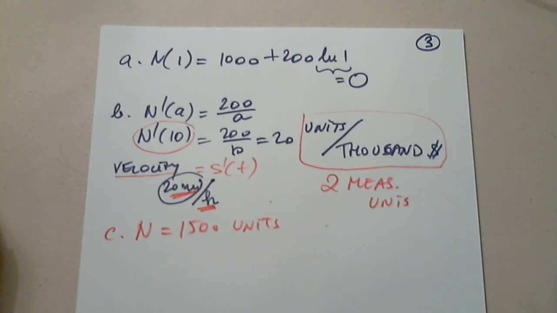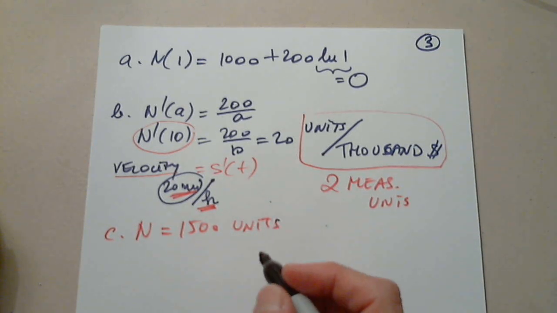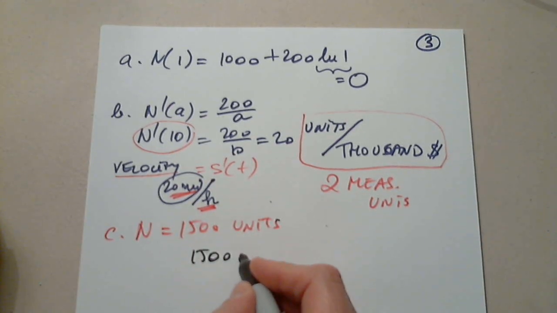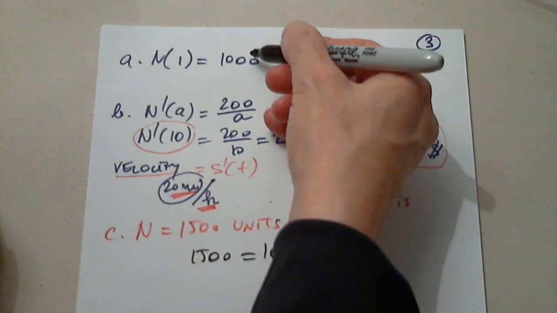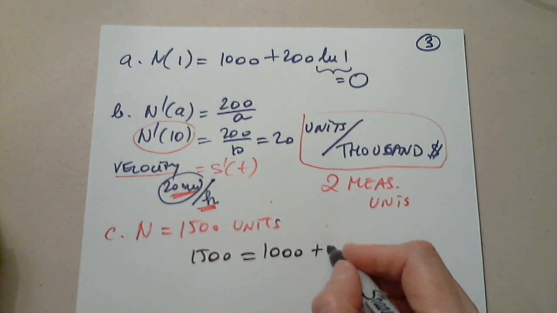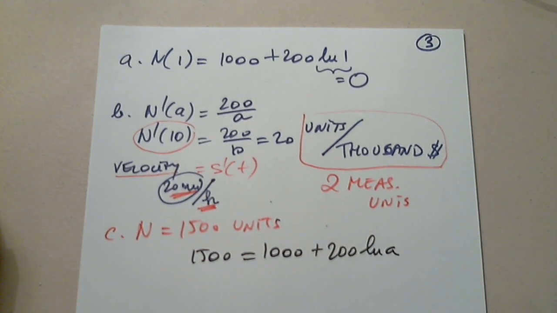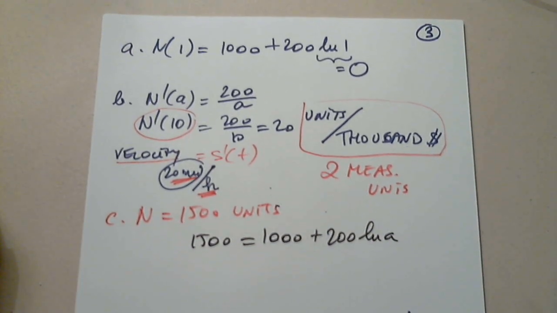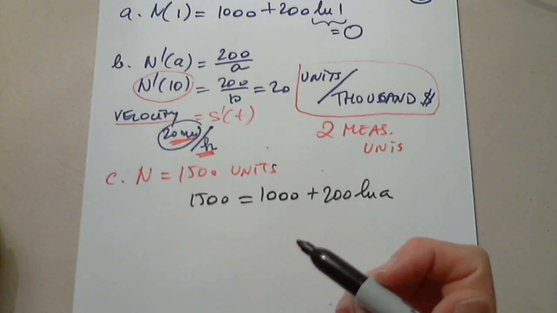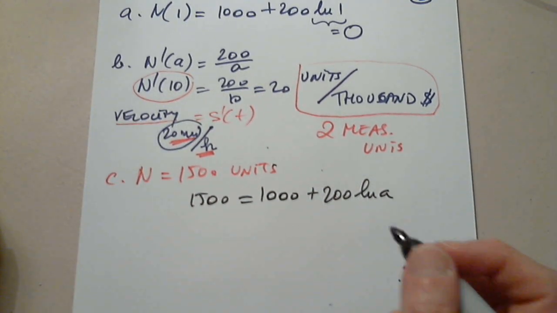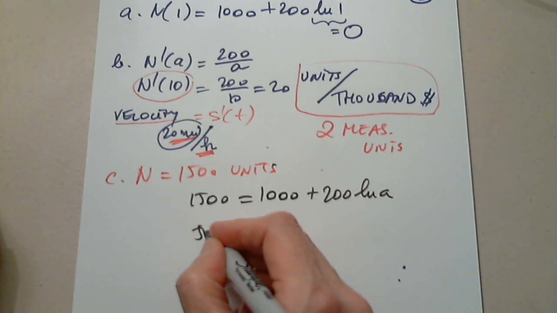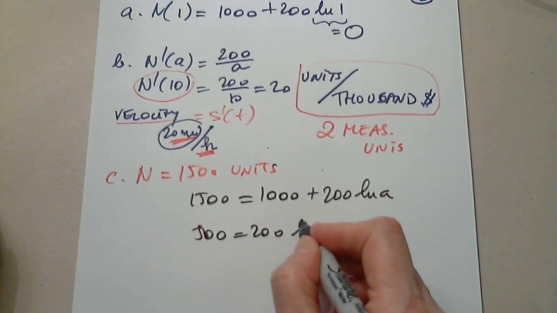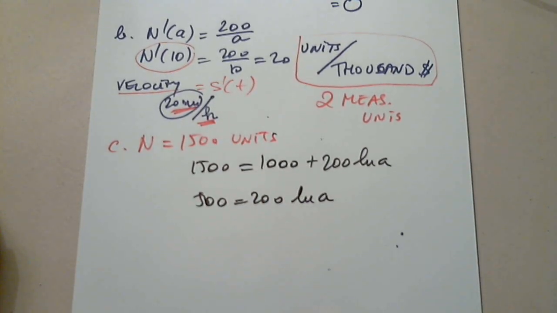Yes? Separate the natural log of A. So you do 1,500 minus 1,000, and then divide. So you wanted to set that equal to. Okay, so everyone can see that. Awesome, I completely agree. So Hubert already showed us the second step, subtract. So we have 500 equals 200 natural log A. Good. What will be the next step?